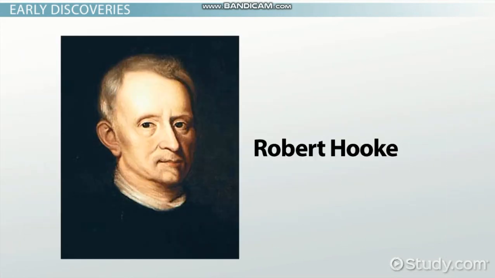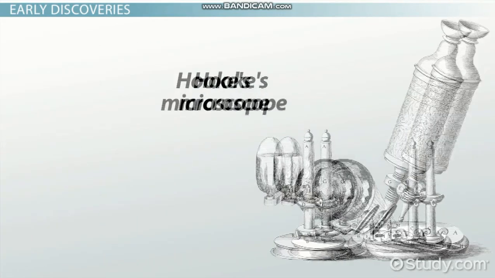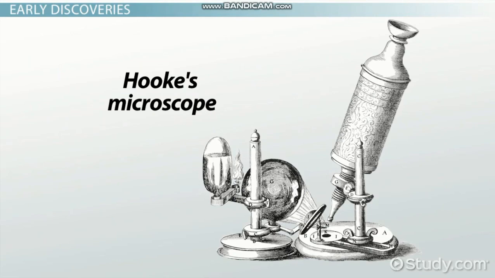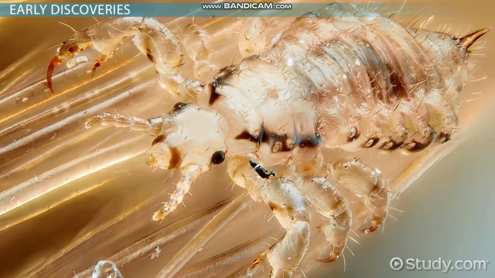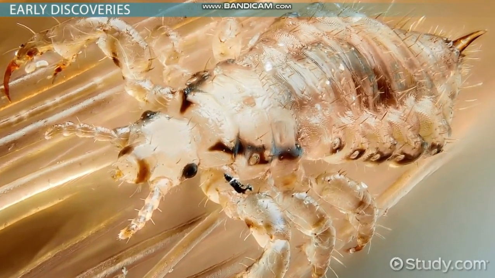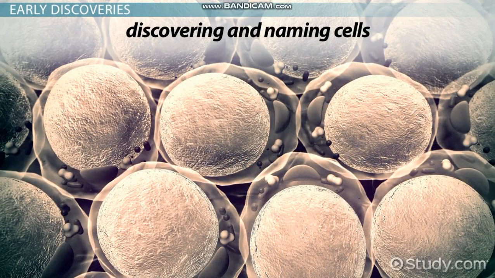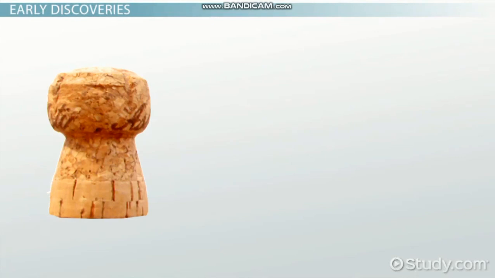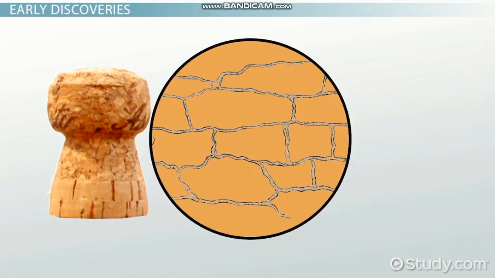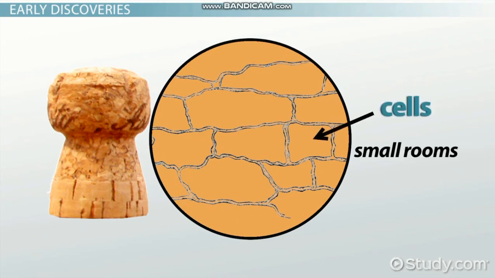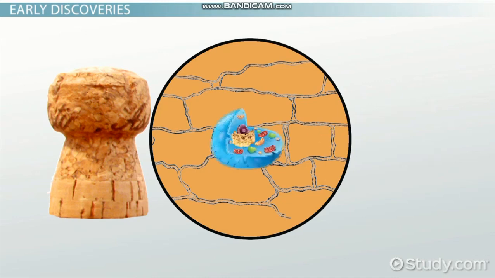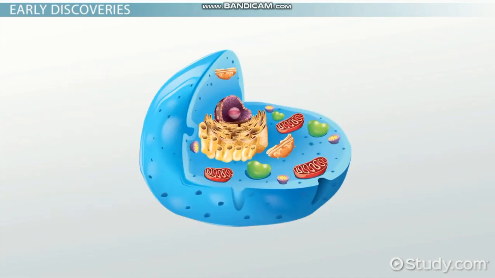Hooke was interested in looking at everything up close. He was so interested in how things worked that he even let a louse bite him and watched it through the microscope as it sucked his blood. Hooke is credited with discovering and naming cells. While looking at a piece of cork through a microscope, he discovered what appeared to be many tiny rectangular rooms. He named them cells, which actually means small rooms. The name stuck, and we still call these basic units cells today.